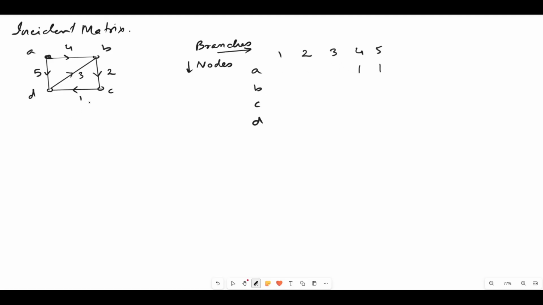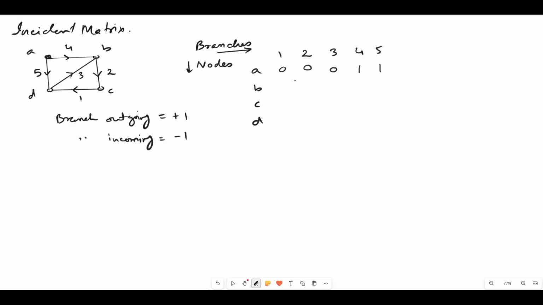When deciding a positive or negative value: if a branch is outgoing, outgoing meaning it is moving away from the node, then it is considered as plus 1. If the branch is incoming, that means it is moving towards the node, then we consider it as minus 1. In this case, both 5 and 4 are moving away from node A. So it will be plus 1 and plus 1. And for the remaining branches which are not connected, we'll be putting zeros.